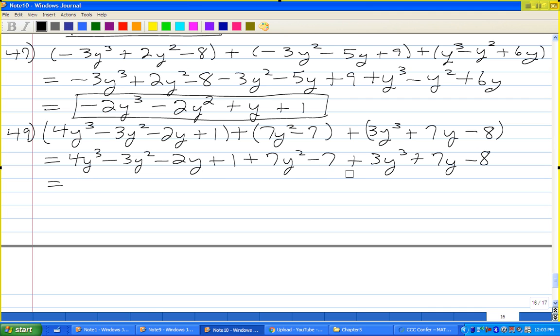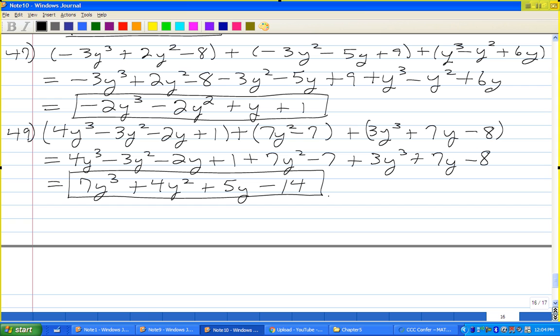4y cubed plus 3y cubed is 7y cubed. Minus 3y squared plus 7y squared is 4y squared. Minus 2y plus 7y is 5y. 1 minus 7 is minus 6. Minus 8 is minus 14. And that is your answer. 51.